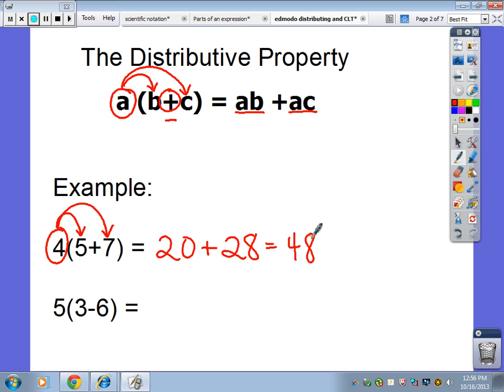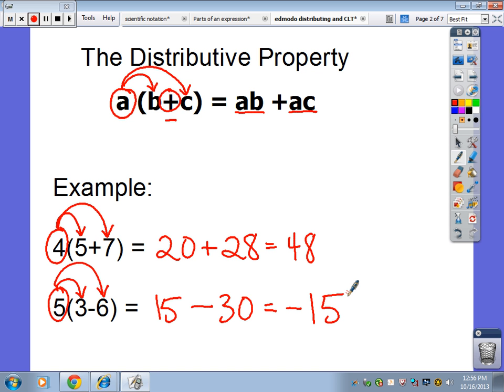Take a look at the example with subtraction. We've got 5 times 3 is 15, and we subtract 5 times 6, which is 30, and we get negative 15. Simple as that. That's the easiest way to use the distributive property.